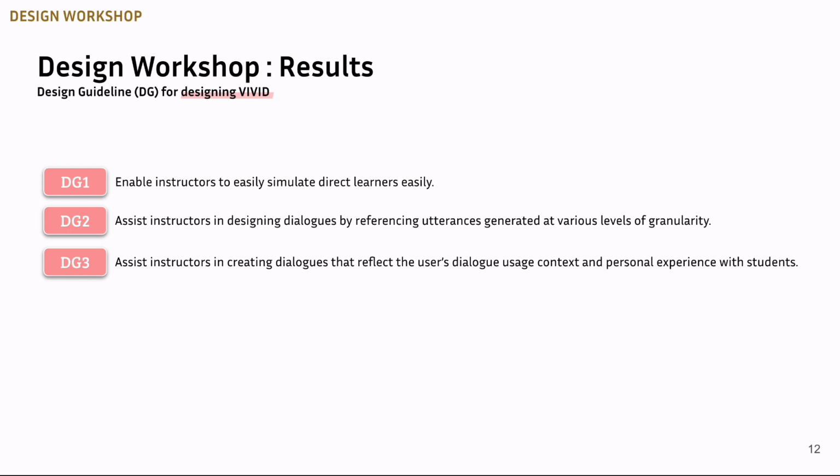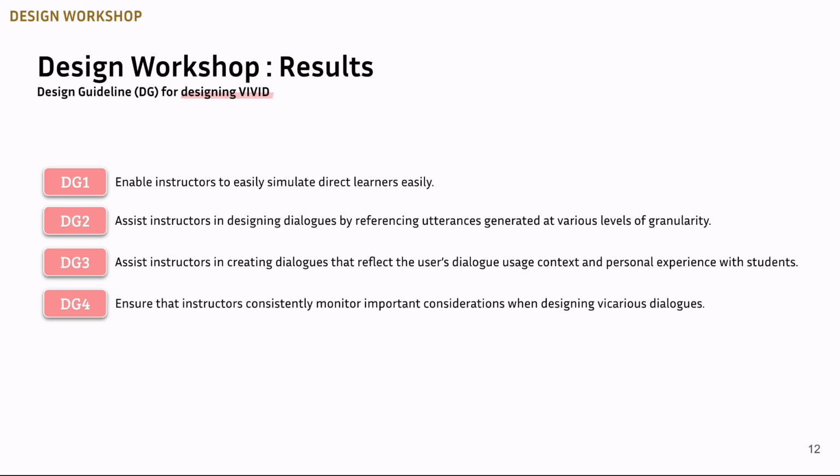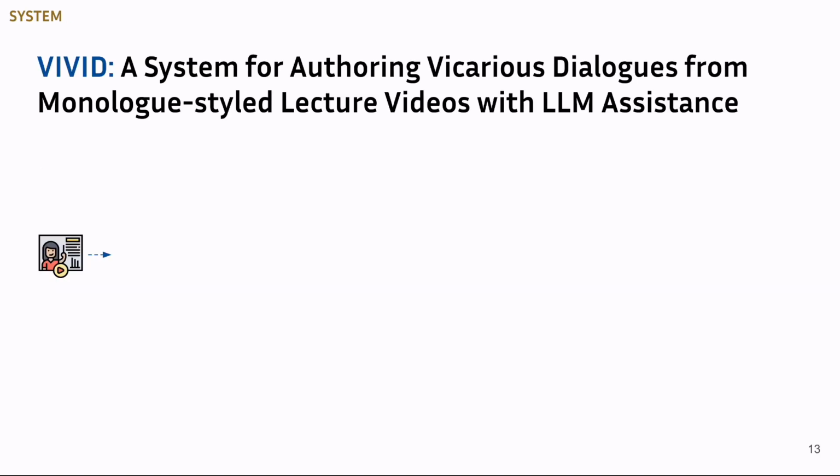Third, the system should assist instructors in creating dialogues that reflect the user's dialogue usage context and personal experience with students. Fourth, the system should ensure that instructors consistently monitor important considerations when designing vicarious dialogues. Based on our 4 design goals and the observed dialogue design process during the workshop, we propose a collaborative authoring process consisting of 3 stages.